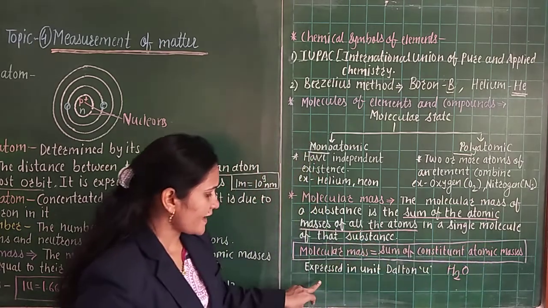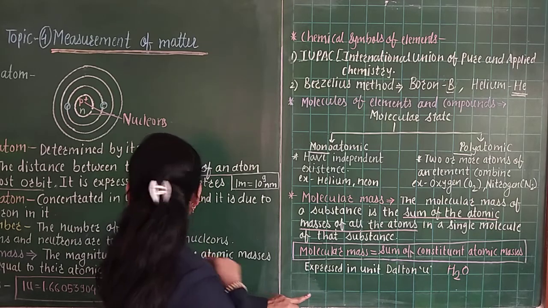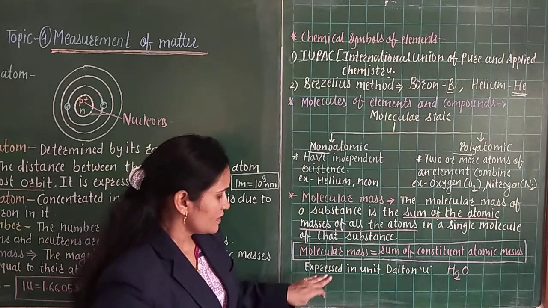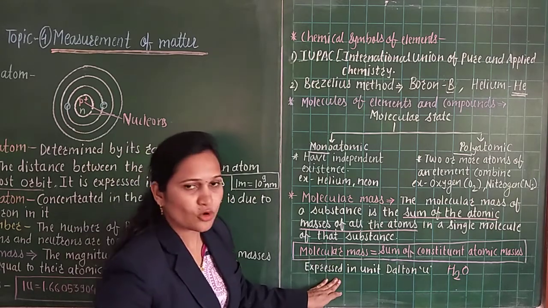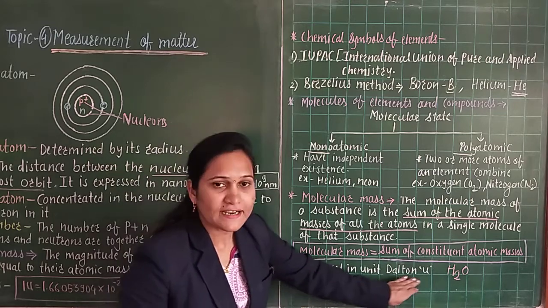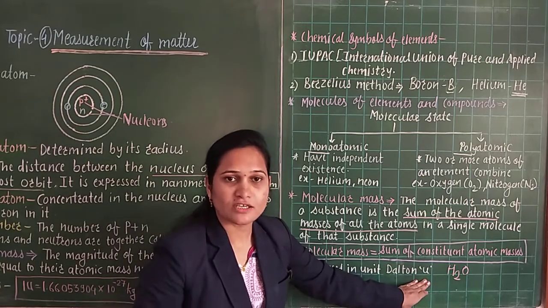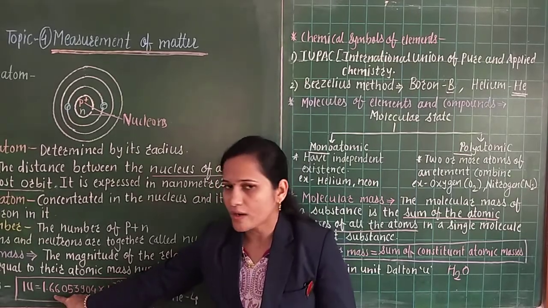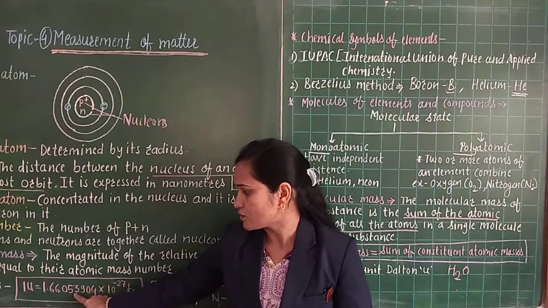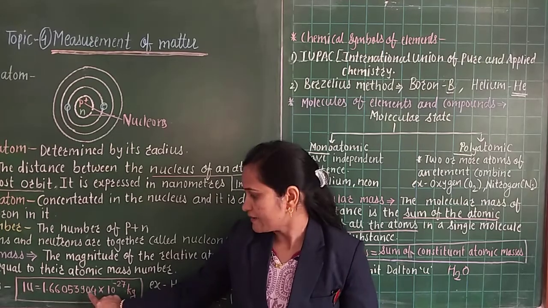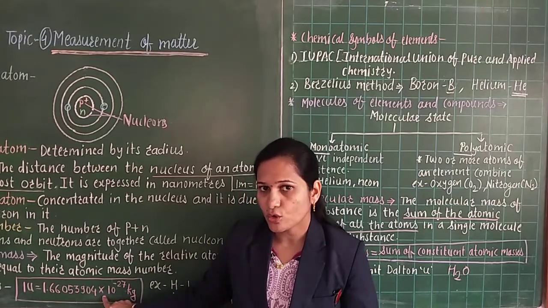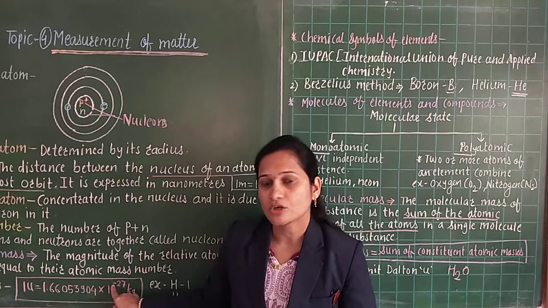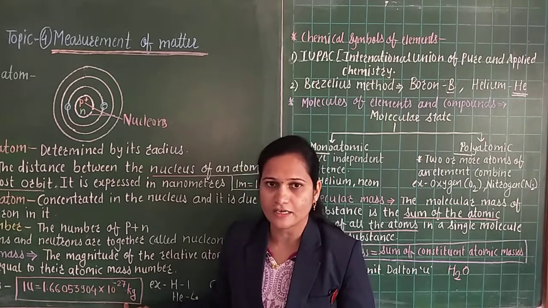And just like the relative atomic mass, this molecular mass is also expressed in the unit Dalton. And what is the value of the Dalton here? The value of Dalton is 1.66053904 × 10^-27 kilogram.